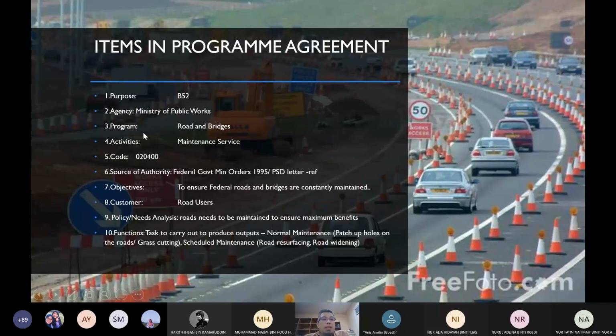Right, in the program agreement number 8, what did you see in number 8, class? What did you see in number 8? Exactly. The word customer is in the program agreement. So that's why when I say that government has customers, government agencies have customers. Maybe sometimes we may take it for granted.